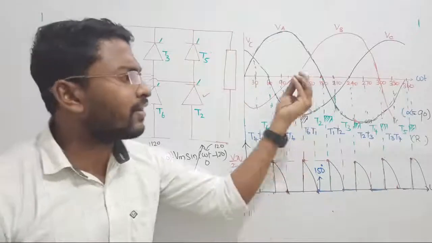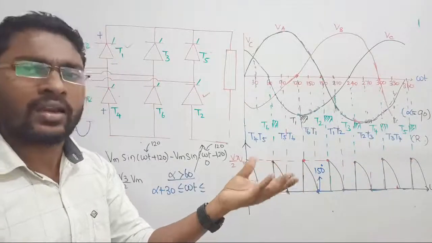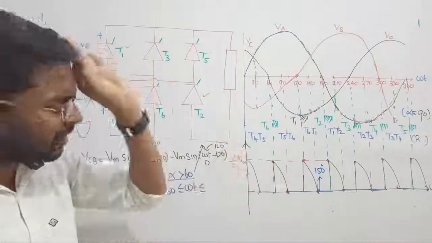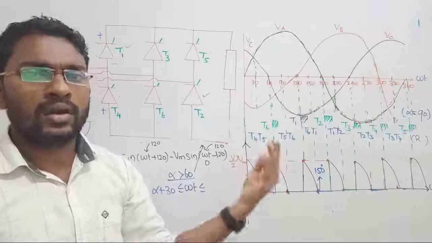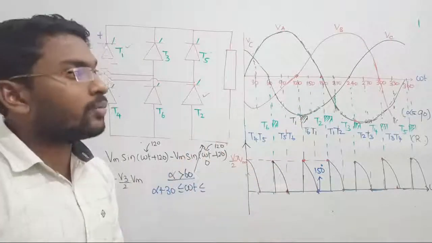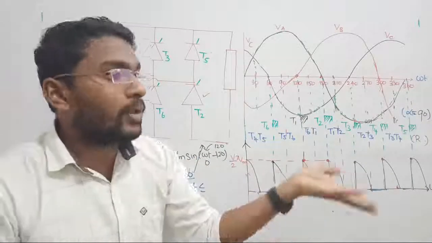Whatever value of alpha you put, 65, 68, 70, 75, 78, 80, 90, 110, 120, the thyristor will stop at 150 degree. It cannot go beyond that, because if the supply reverses, it cannot conduct. It will turn off. It is not that I refuse to conduct, I cannot. I will be turned off, because the supply polarity is reversing.